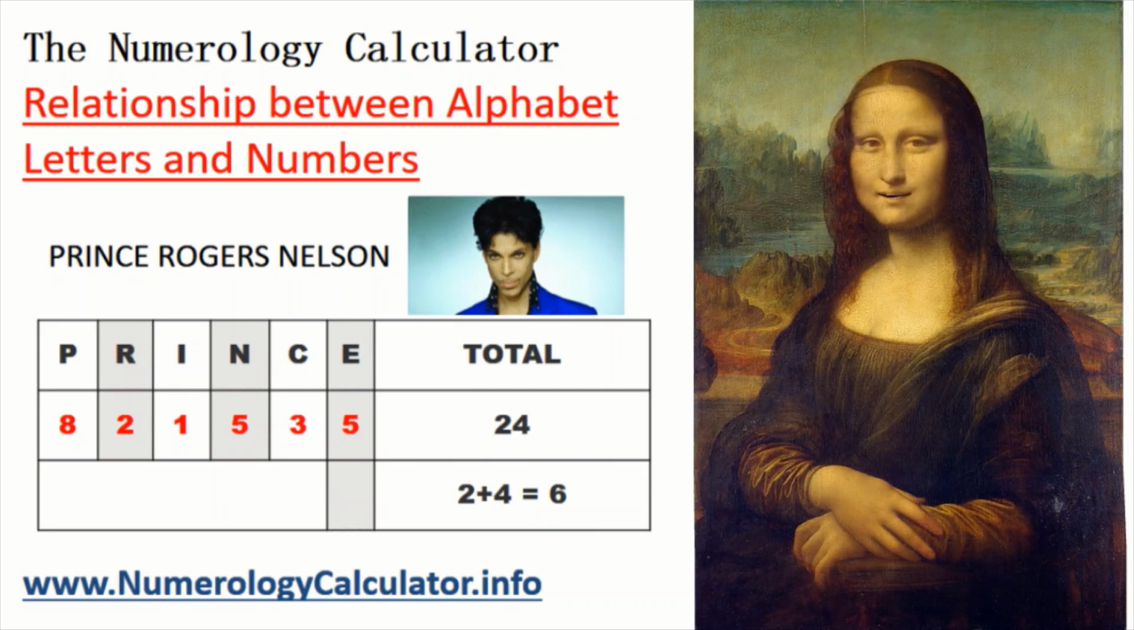6s are artistic with a desire for balance. Those of you who know about the artist Prince will certainly proclaim this to be an accurate description of him.